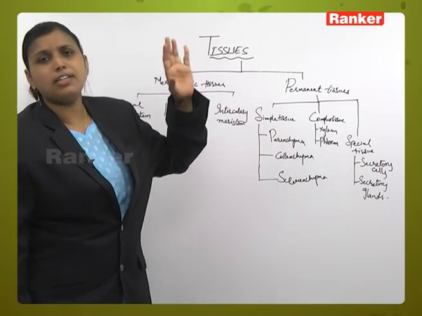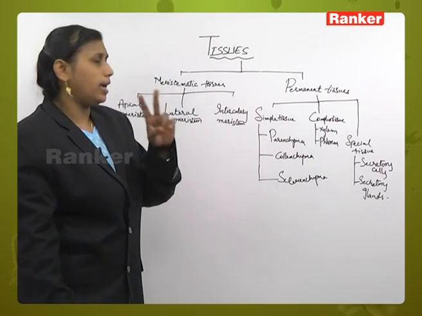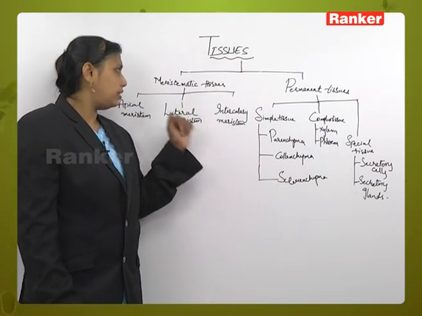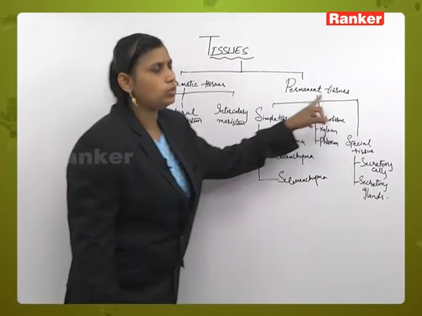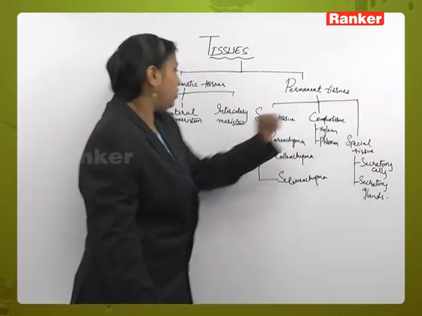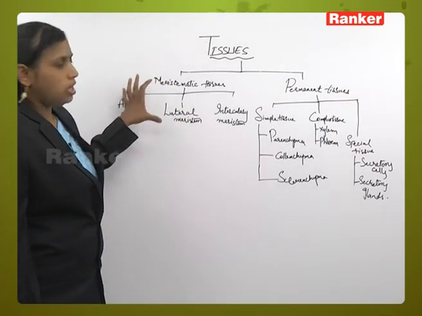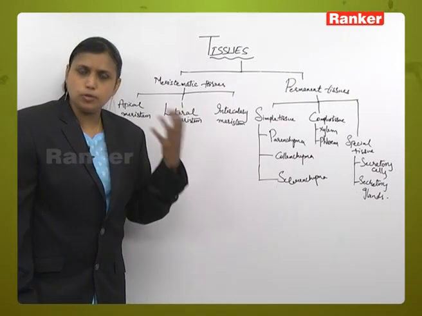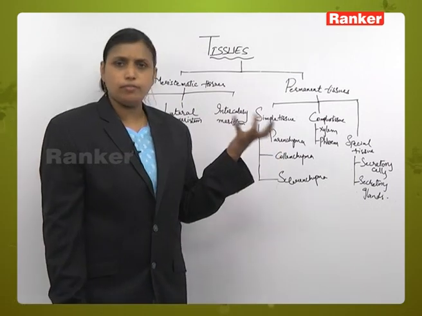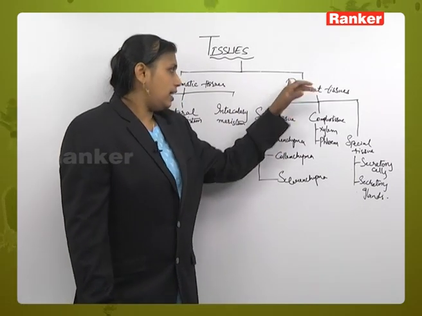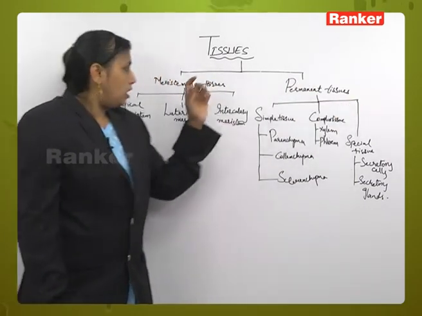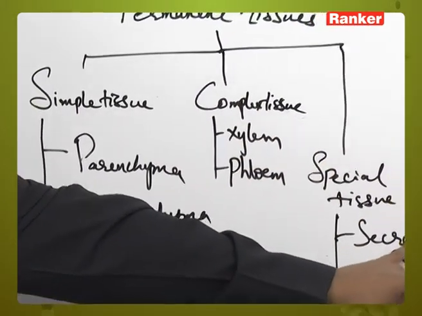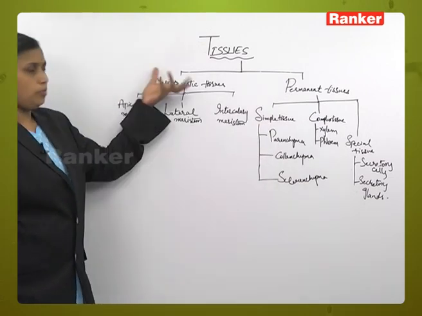Now when we are talking in terms of plants, there are two types of tissues: meristematic tissues and permanent tissues. Again, these meristematic tissues are divided into three types on the basis of either position or the origin from where they have originated. And when we come to the permanent tissue, again they are of three types: simple tissue, complex tissue and special tissues. Now first we will talk about meristematic tissue.